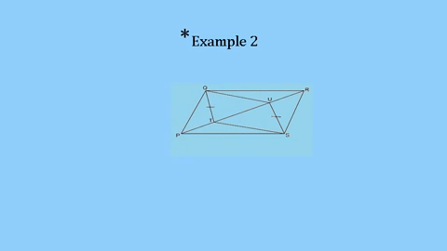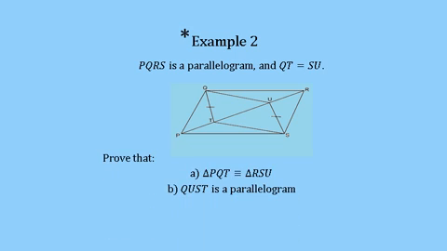Example 2. Now we have this diagram. PQRS is a parallelogram and QT equals to SU. It is given. Prove that triangle PQT is congruent to triangle RSU. And again, prove that QUST is a parallelogram.